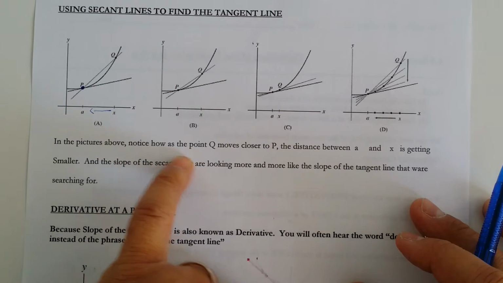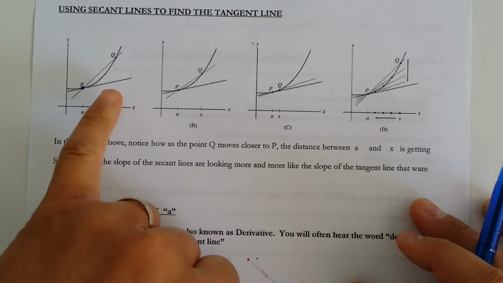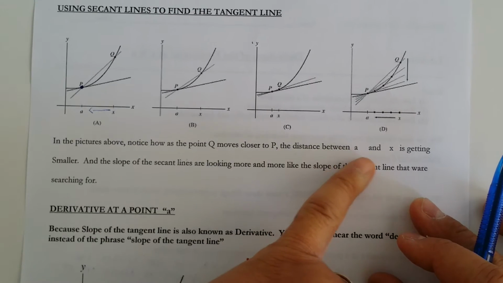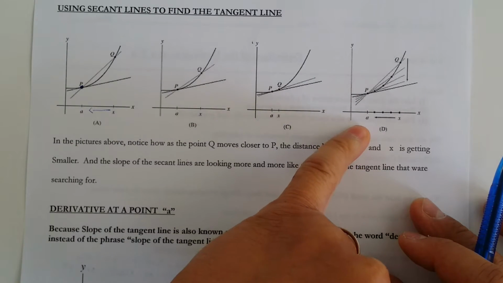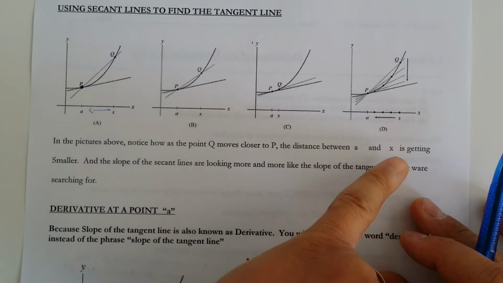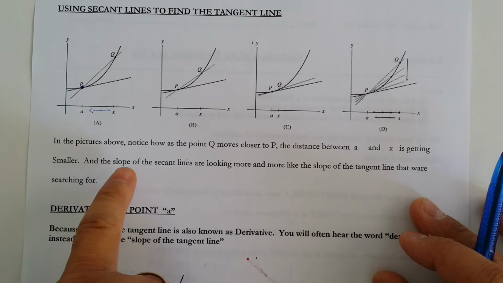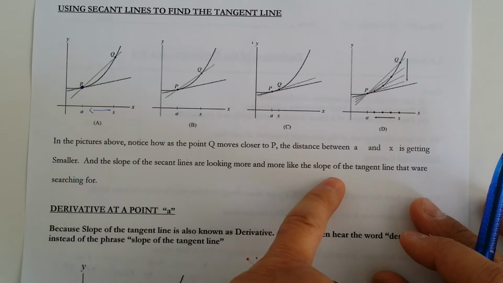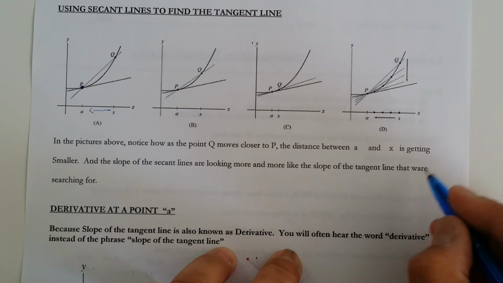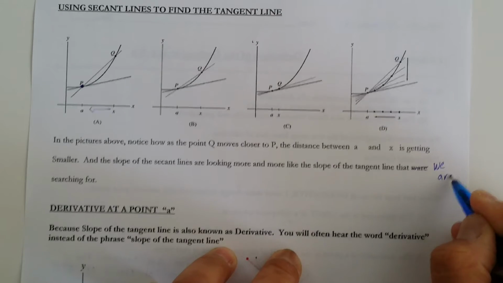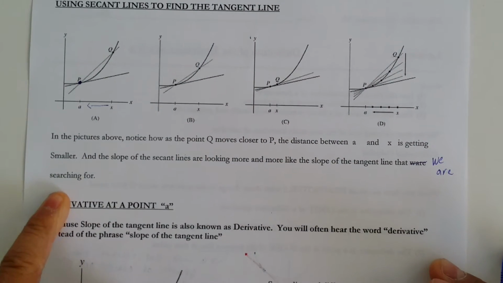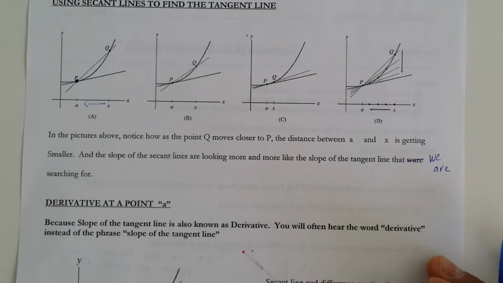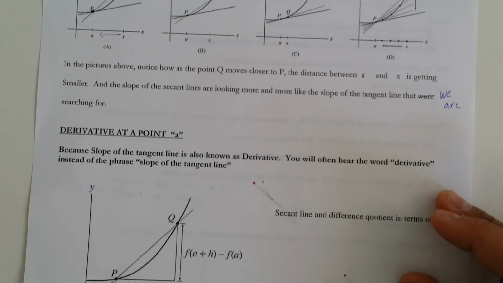So in the pictures above, notice how the point Q moves closer and closer to the point P. Okay, the distance between A and X, so here's the A, that's where we want to find our tangent line, and X is getting smaller, and the slope of the secant line looks more and more like the slope of the tangent line that we are searching for. Okay, so this is really cool because now we get to define the method to find the slope. Okay, so check this out, guys.